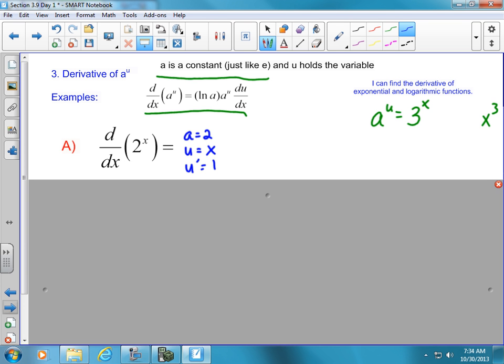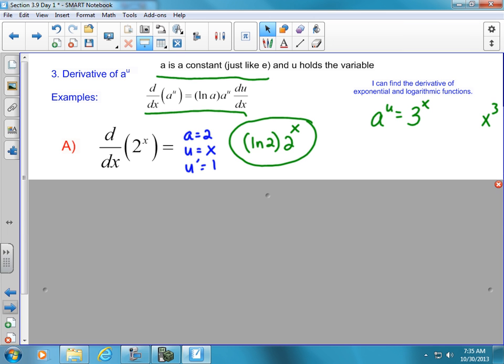All right, now we just are going to plug those into our formula, which you have to memorize. No ifs, ands, or buts about it. Our formula is ln of a, so ln of 2, which is just a number. And then we take 2 to the x times the derivative of u, which is 1, which we don't really have to write. So that's our answer: ln of 2, 2 to the x.